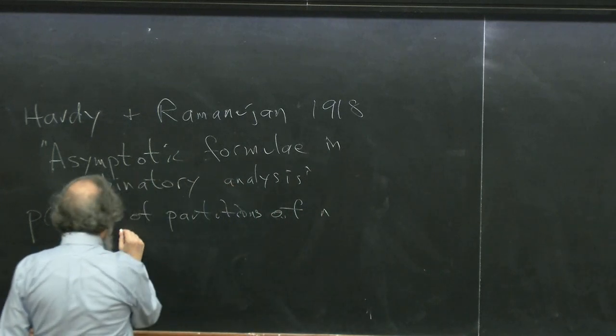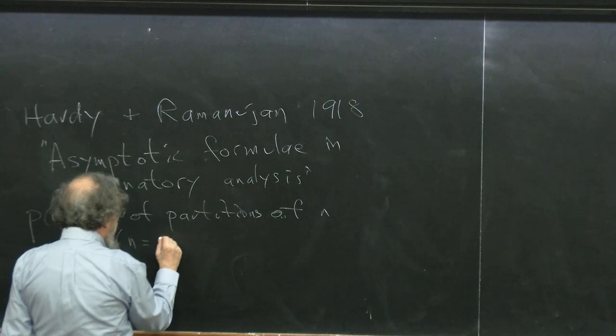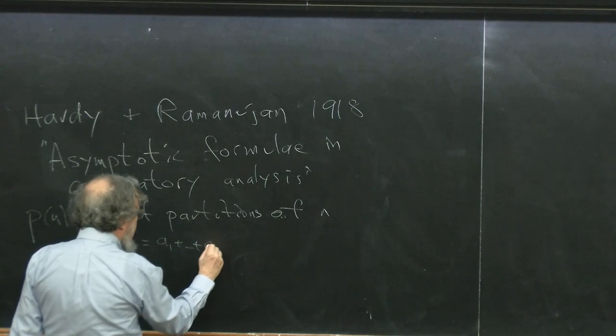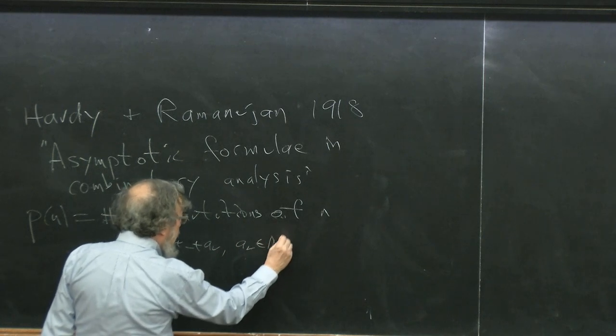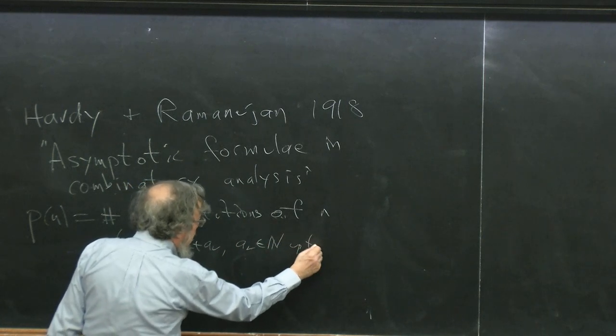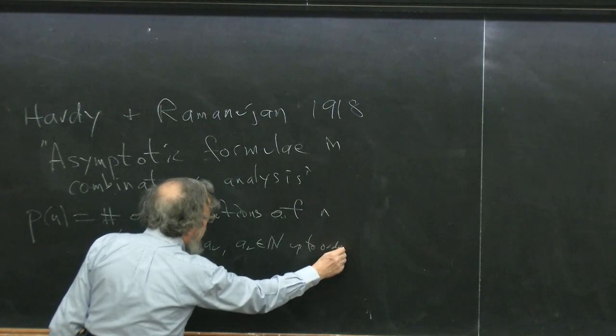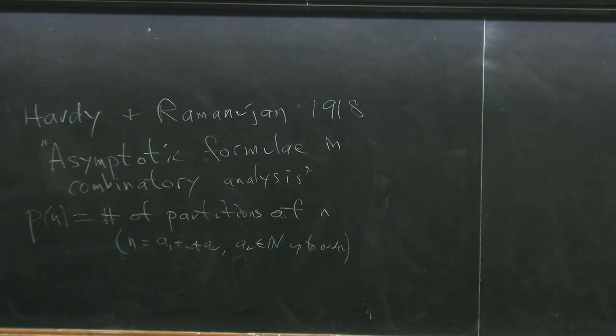Of n, so that means you write n equals, let's say, a1 plus some a nu, where the a nu are positive integers, but up to order. So you can put them in decreasing order, you can consider it up to order. So that's the number of partitions.